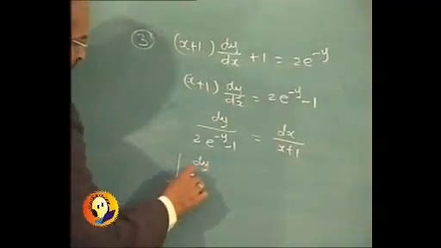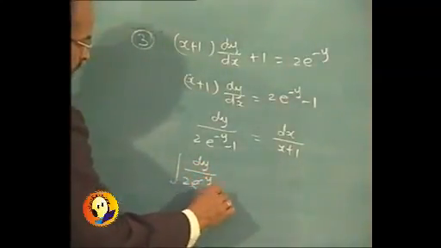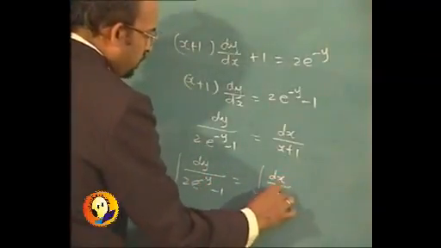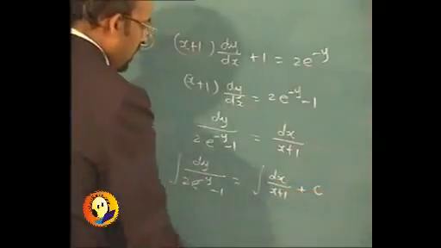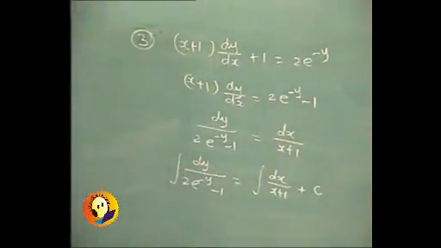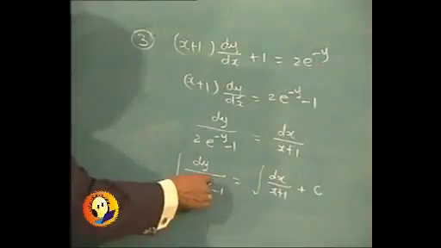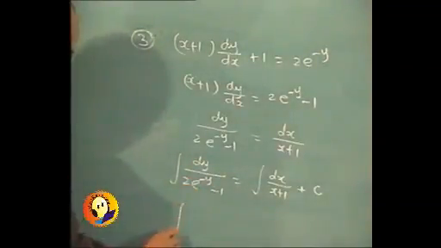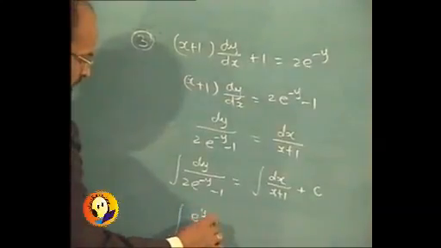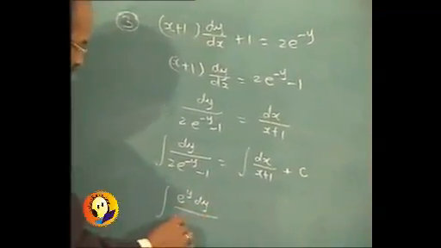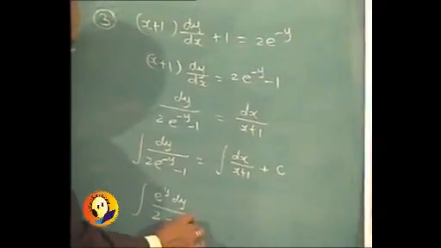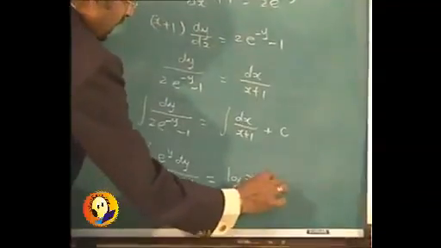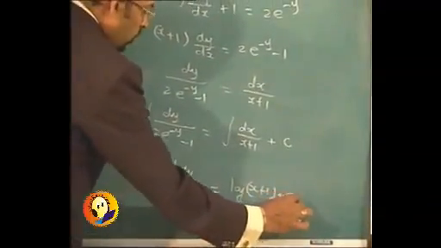that is, integral dy upon (2 e raised to minus y minus 1) equal to integral dx upon (x plus 1) plus c. The left hand side over here is not in the integrable form, so we will have to multiply numerator and denominator by e raised to y. So it is e raised to y dy divided by (2 minus e raised to y) equal to, right hand side can be directly integrated as log of (x plus 1) plus constant of integration.